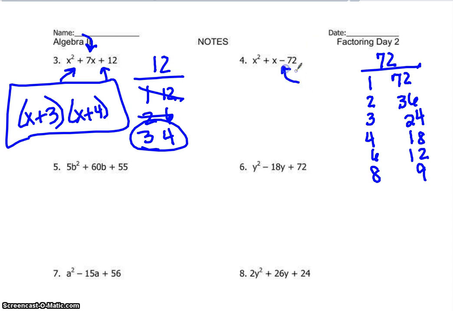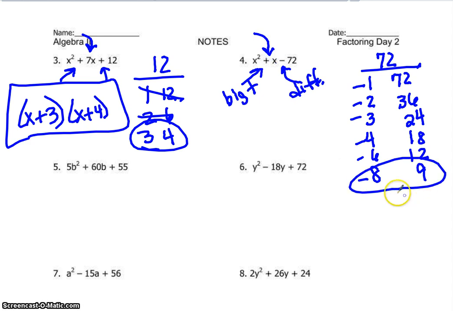So then you look at your signs. They're going to be different this time. And so your big one is positive. So all of these big ones are positive, which makes all the small ones negative. They're going to be different. One has to be positive, one has to be negative. I need it to equal 1, and so it's going to be negative 8 and 9. So my answer is x minus 8 and x plus 9.